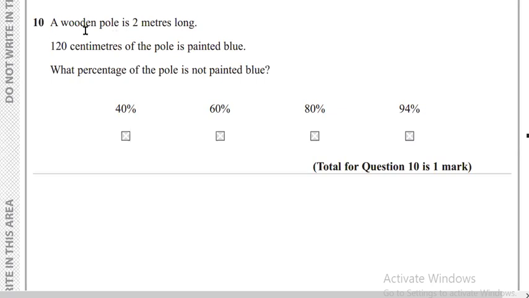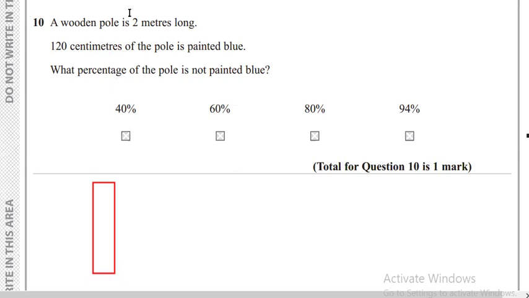Question 10. A wooden pole is 2 meters long. 120 centimeters of the pole is painted blue. What percentage of the pole is not painted blue? First, we find the percentage of the pole which is not painted blue. First, let's put the pole over here so we understand the idea.